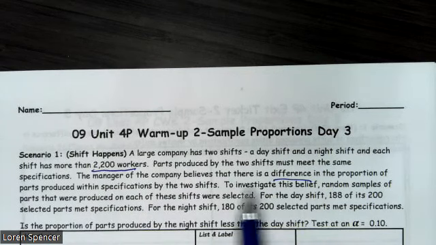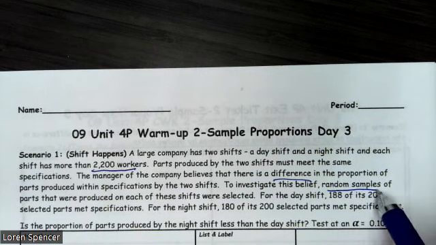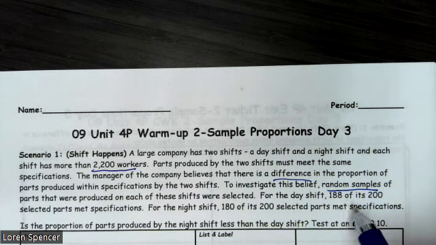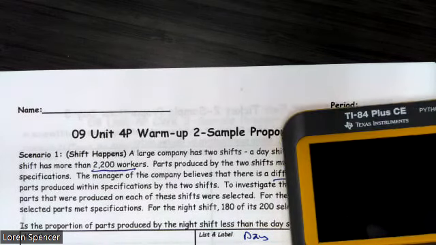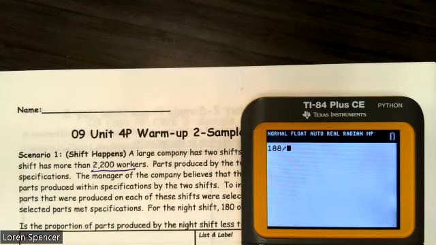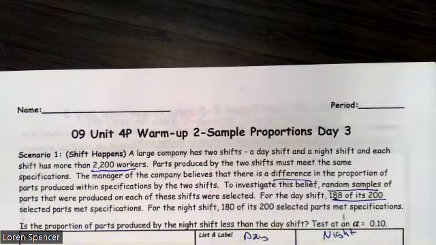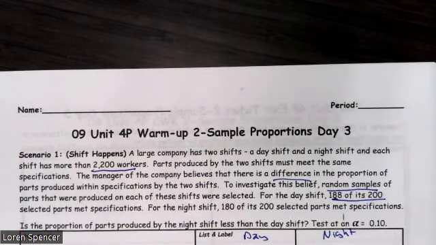To investigate this belief, random samples of parts that were produced on each of these shifts were selected. Okay, random samples, so more than one. For the day shift, 188 of its 200 parts met specification. So 188 out of 200, and this is going to be the day, and this is going to be the night. And so we can calculate our p hat real quickly, which is 188 divided by 200, which is 0.94.